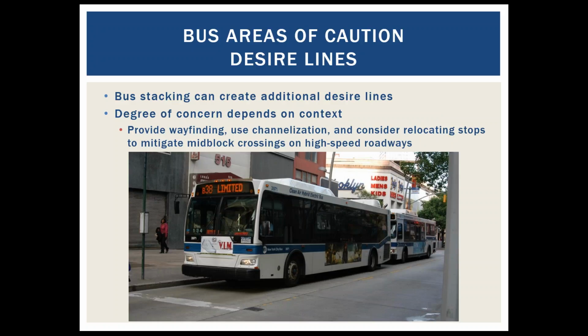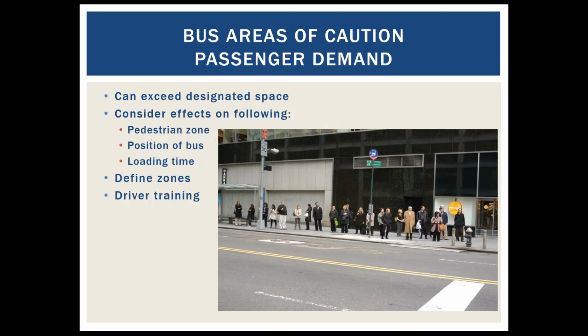Closely spaced crossings, and putting these types of facilities on lower volume, lower speed roads are some of the tactics you can employ to reduce some of the conflicts. Passenger demand is always one of those critical things because sometimes you don't know until you put in a stop what kind of demand you're going to get.